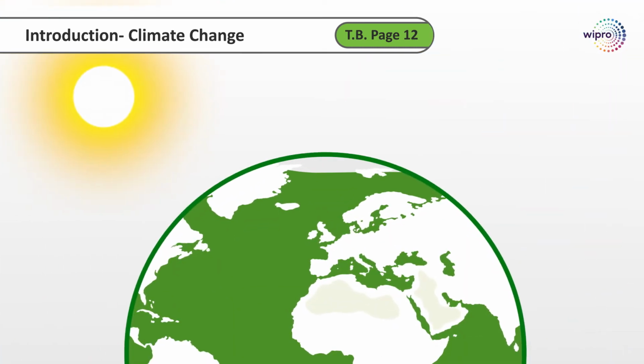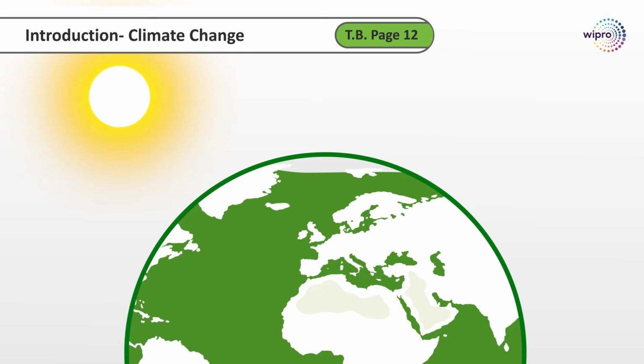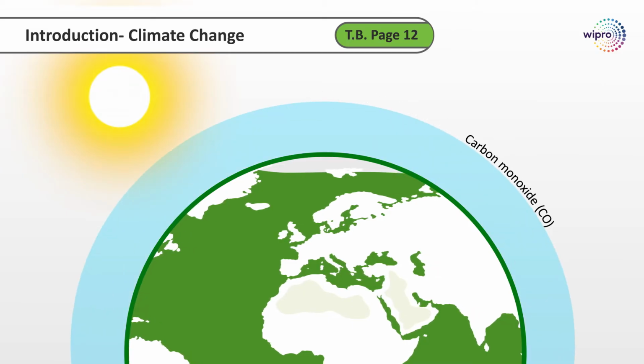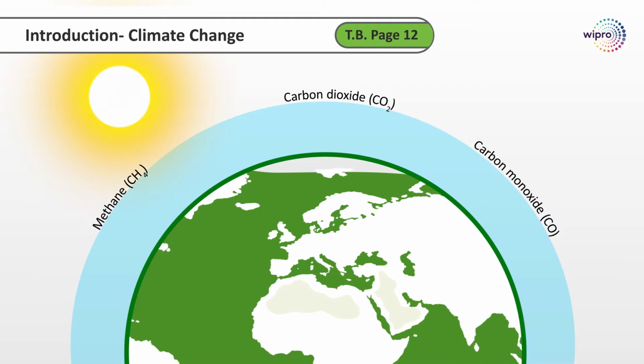The Earth has a natural process of warming itself by atmospheric gases called greenhouse gases, such as carbon monoxide, carbon dioxide, and methane.